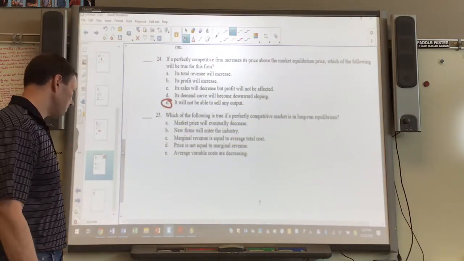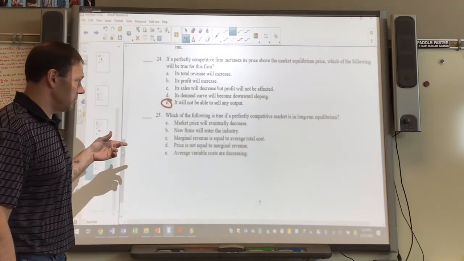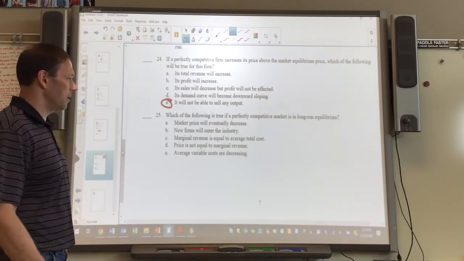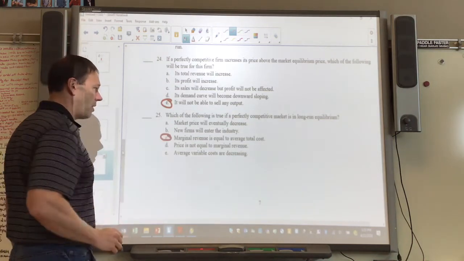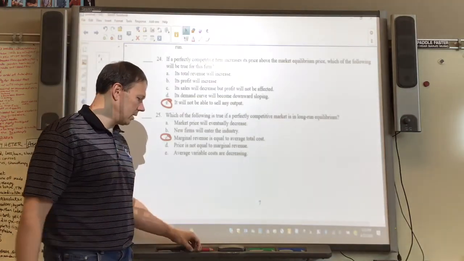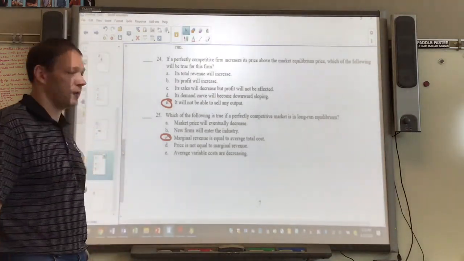And the last one, which of the following is true if a perfectly competitive market is in long run equilibrium? Well, in the long run, marginal revenue, which is the price, must be equal to ATC. That indicates that they break even. So number 25 is C.